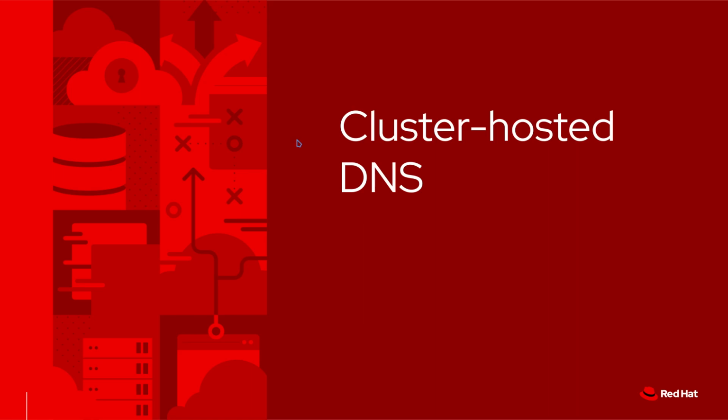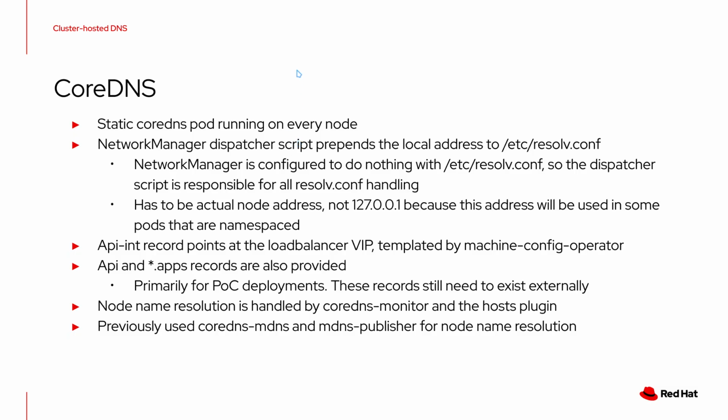So then moving on to cluster-hosted DNS. This is a static core DNS pod that runs on every node in the cluster, and core DNS is the same thing that provides the cluster DNS from the DNS operator. We have a Network Manager dispatcher script that is set up to prepend the local IP address to resolv.conf so that we're always using this local core DNS before any other configured DNS servers. And then our core DNS is configured to forward traffic to the upstream DNS servers as needed.